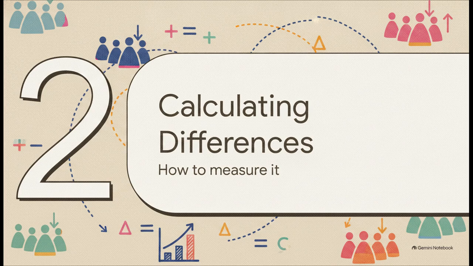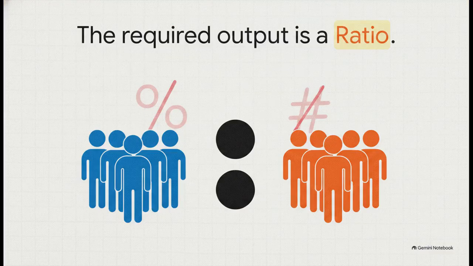Section 2, calculating the differences. Now we're shifting from the what and the why directly into the how, by looking at the mathematical output. Now, what's really interesting about this slide is the required output. It isn't a broad percentage. And actually, scratch that, it's not a raw head count either. The source specifically demands a ratio, and that is a super deliberate choice for understanding this data.